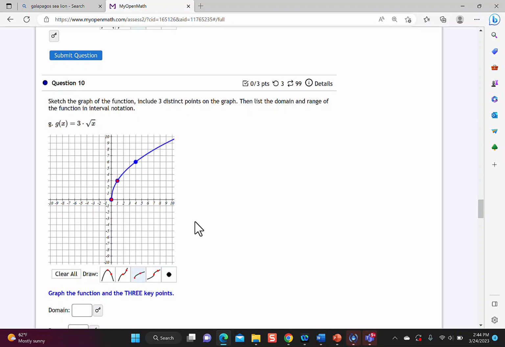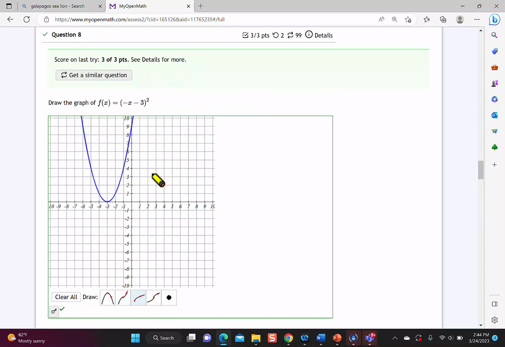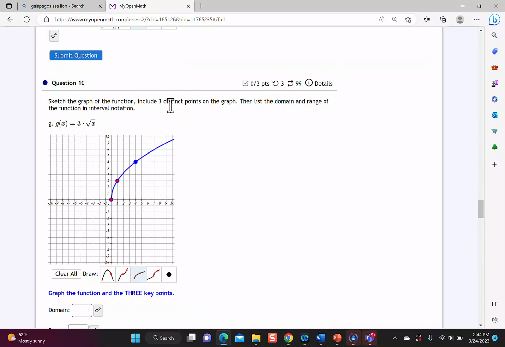So throughout the section, make sure you're paying attention to when do you just draw, like it said in this one, and when do you sketch and include 3 distinct points. When it says points, make sure you use the point tool along with the shape of the graph.